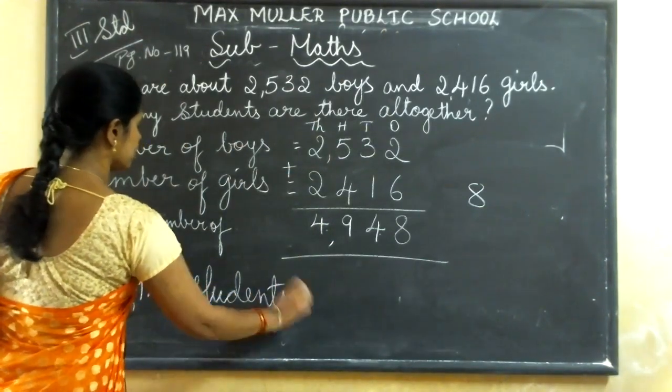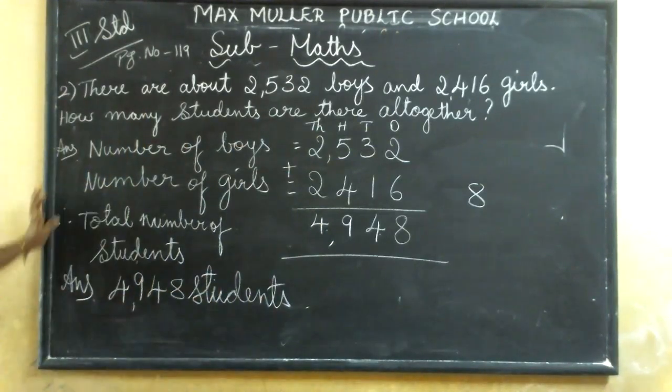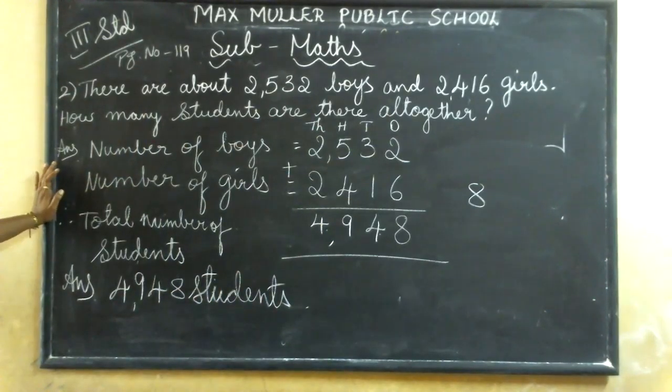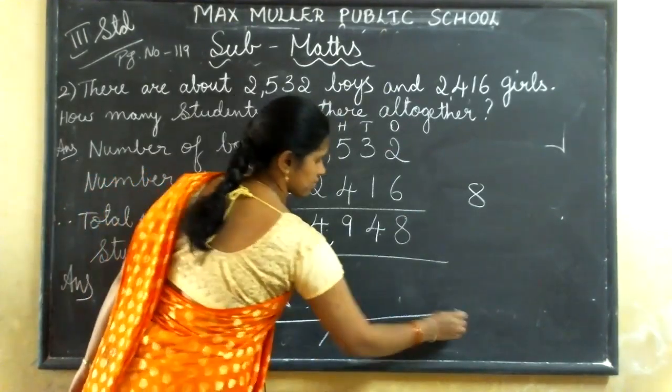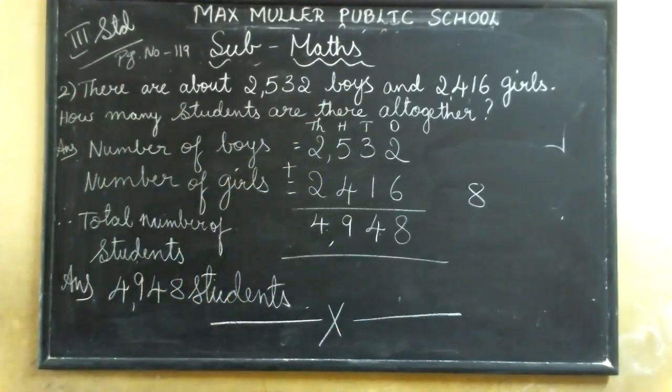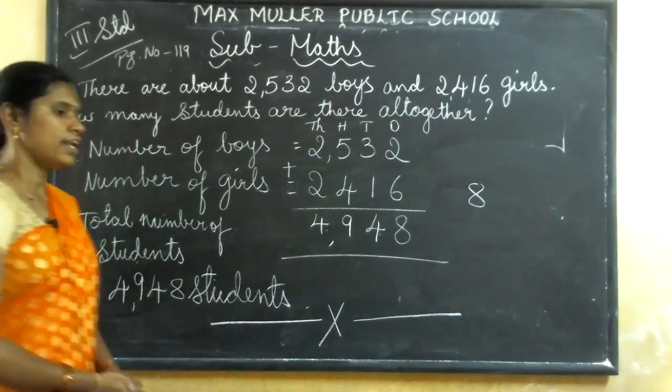Understood all of you? So only 2 problems I have given in the class book. You can practice at home, then only you can do it easily. Understood all of you? This ends your addition lesson. Understood all of you? Next.